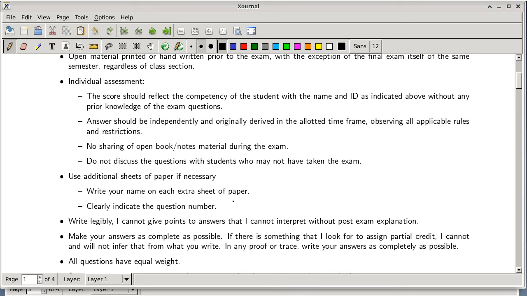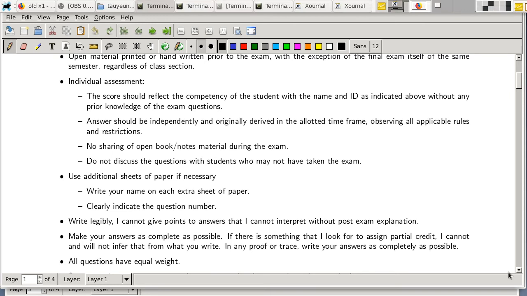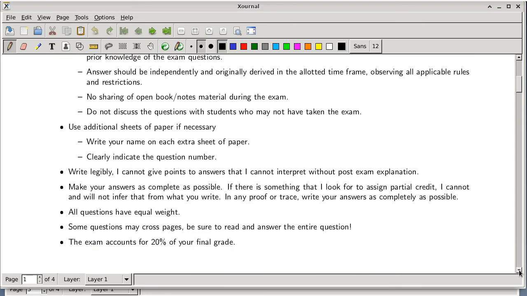This way, I cannot possibly lose that, or I can look at the piece of paper and go, like, whose answer is that? It's a perfect answer, but I cannot know which person deserves the point. Okay. So the question number and your name on each additional sheet of paper.